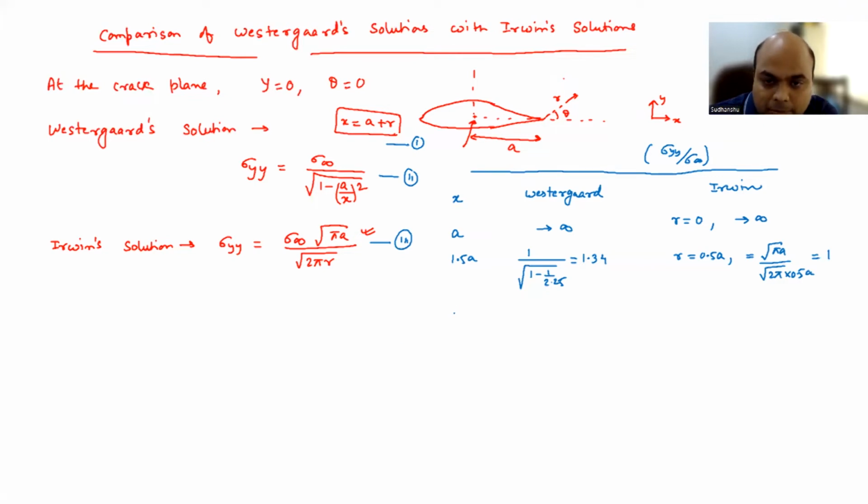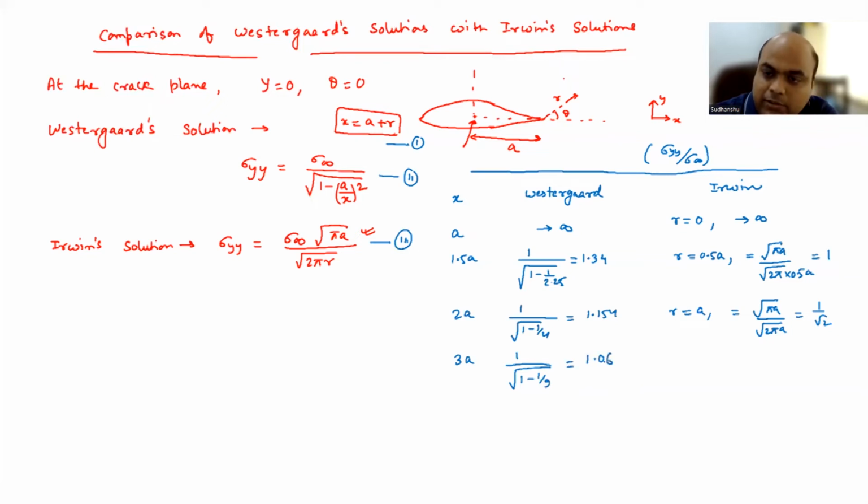Now let's come to 2a. We can calculate that like this. It will be 1 minus 1 by 4, giving 1.154. Similarly, r will be a, and sigma yy by sigma infinity will be root over pi a by root over 2 pi a, which is 1 by root 2. Then if I put 3a, this is going to be 1 minus 1 by 9.